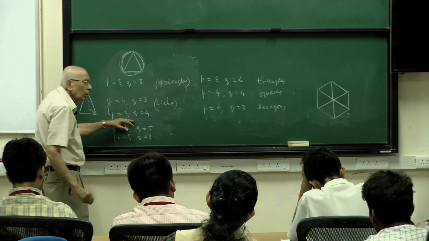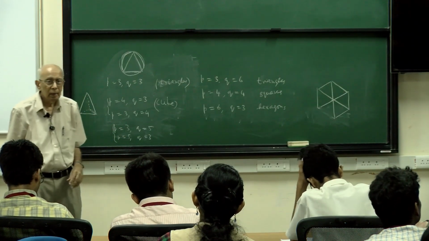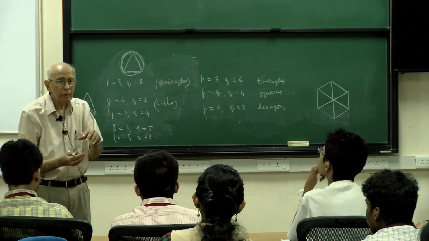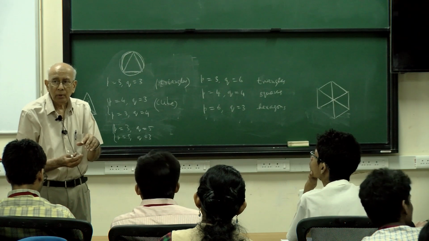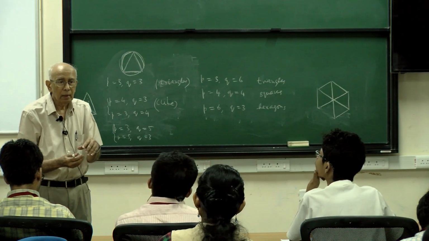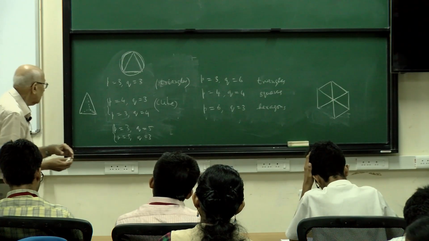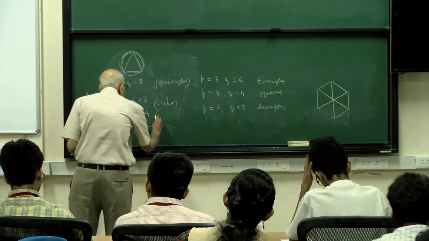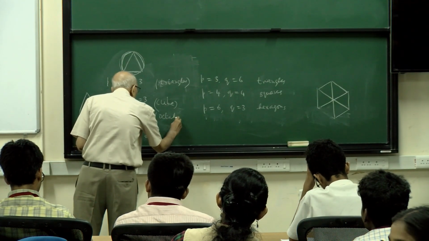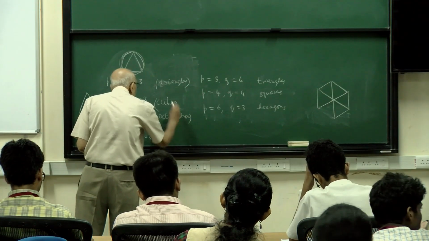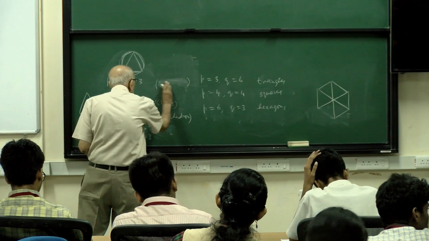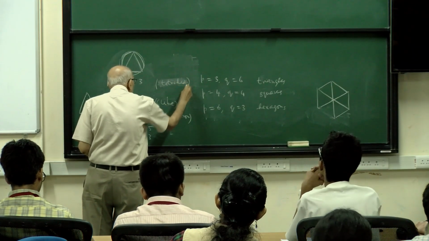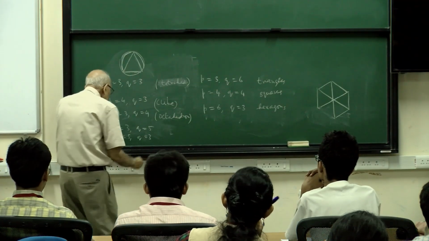What does P equal to 3, Q equal to 4 mean? That's an octahedron. You have 2 square pyramids, one on top of the other in opposite directions. So it has 8 faces, each of them is a triangle, and there are 4 around each vertex. Q equal to 4, this is an octahedron. And this is an icosahedron.